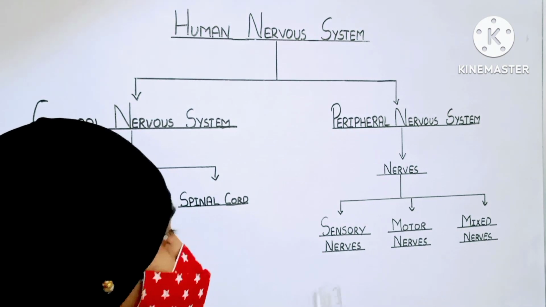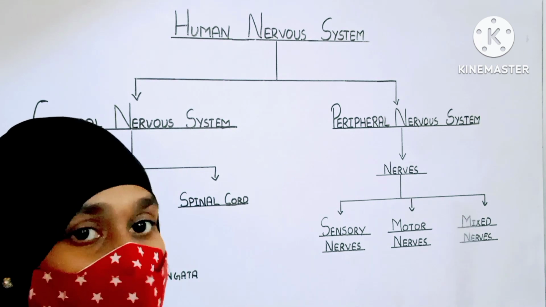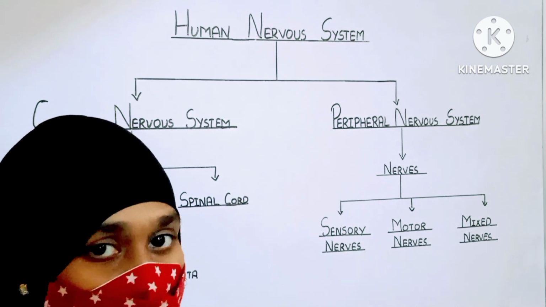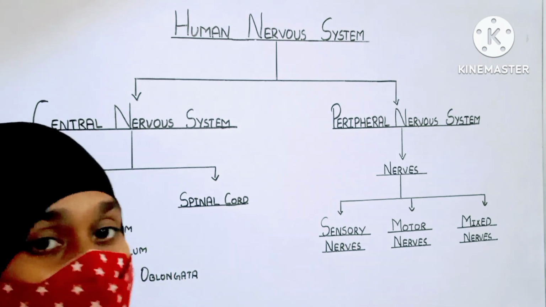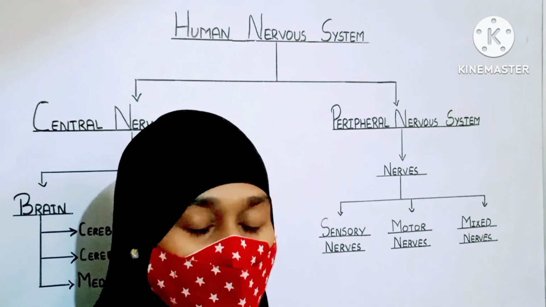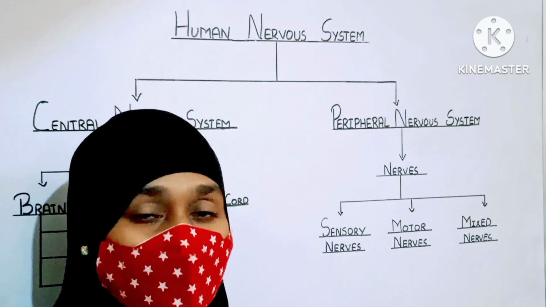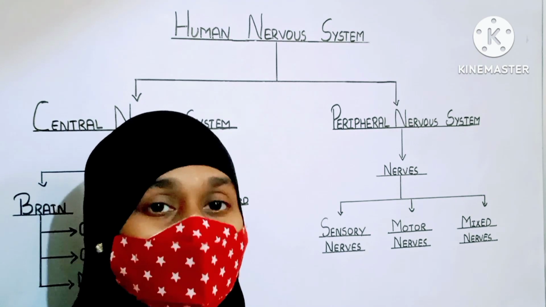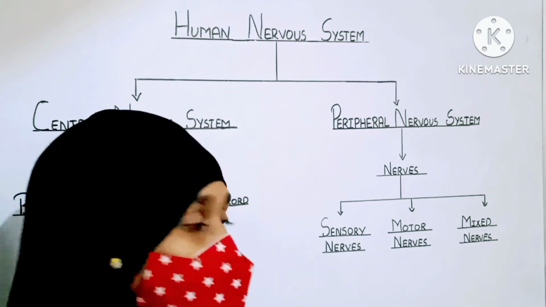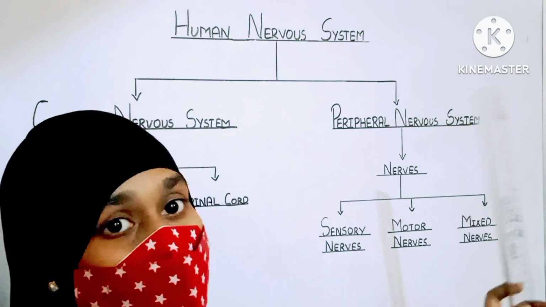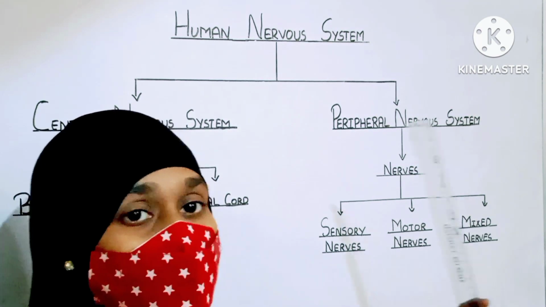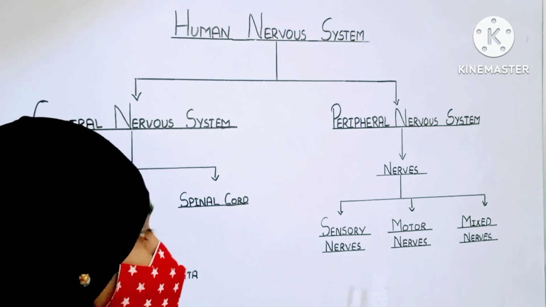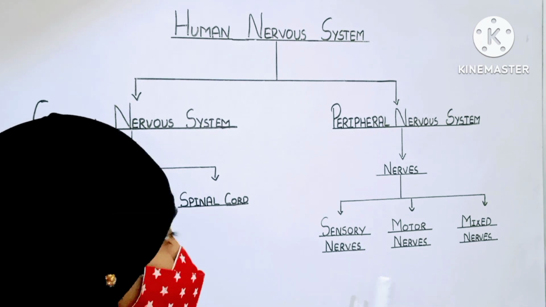These are all nerves that help in carrying the message between the brain and the different parts of your body. The sensory nerves carry the messages from the sense organs. What are the sense organs? The eyes, nose, mouth, tongue, skin. These are all the sense organs. They carry the message from the sense organ to the brain, and they move in only one direction.